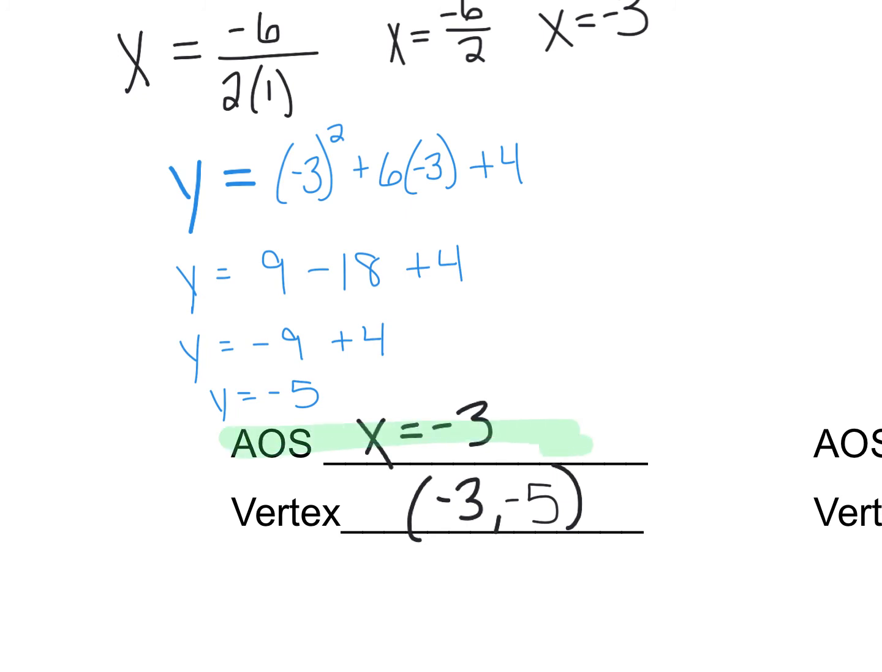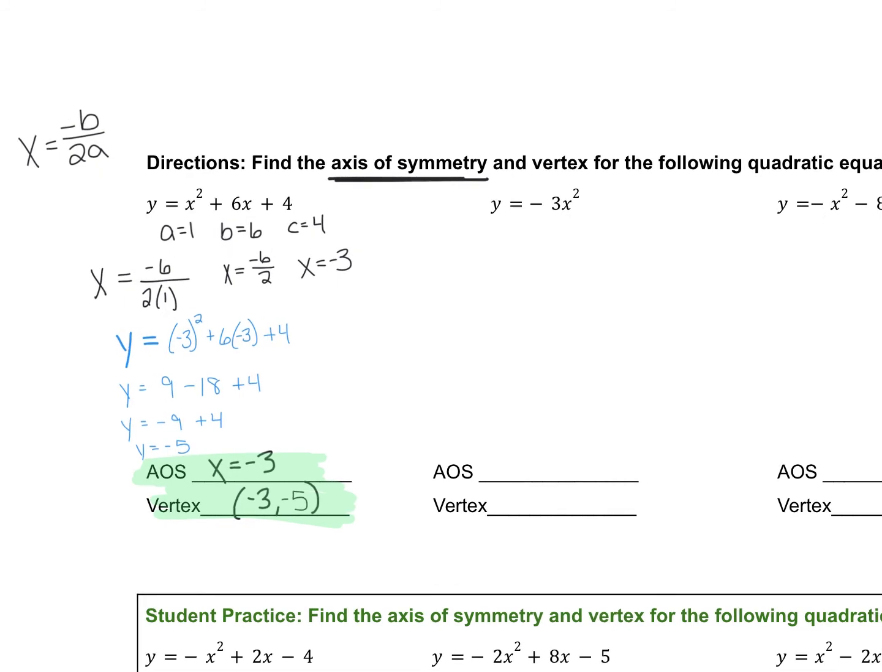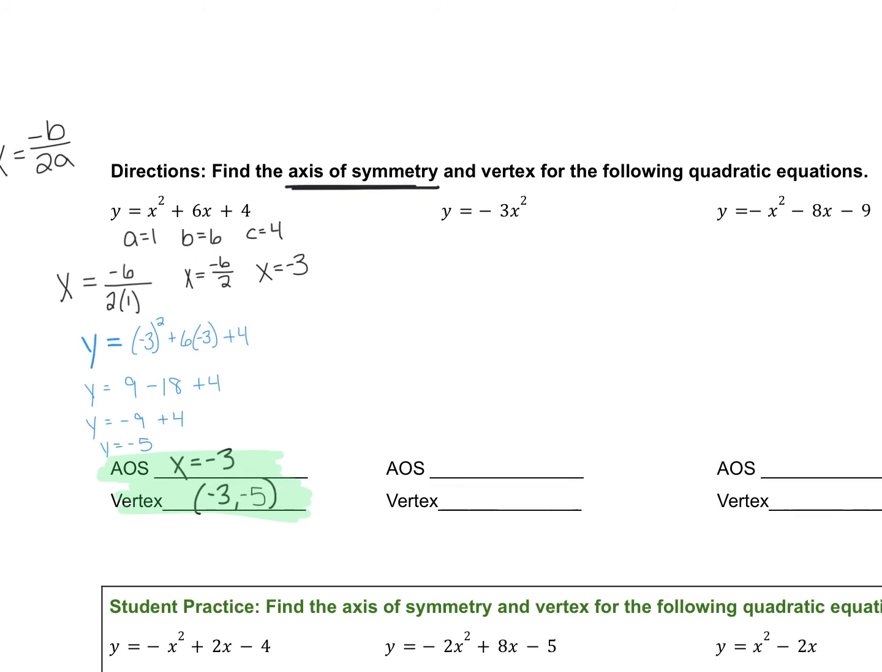Okay, so all of this down here, you get 2 answers. All that work is right here. Okay. So I want you to focus on finding your axis of symmetry first, and then your vertex. Let's do the second one.